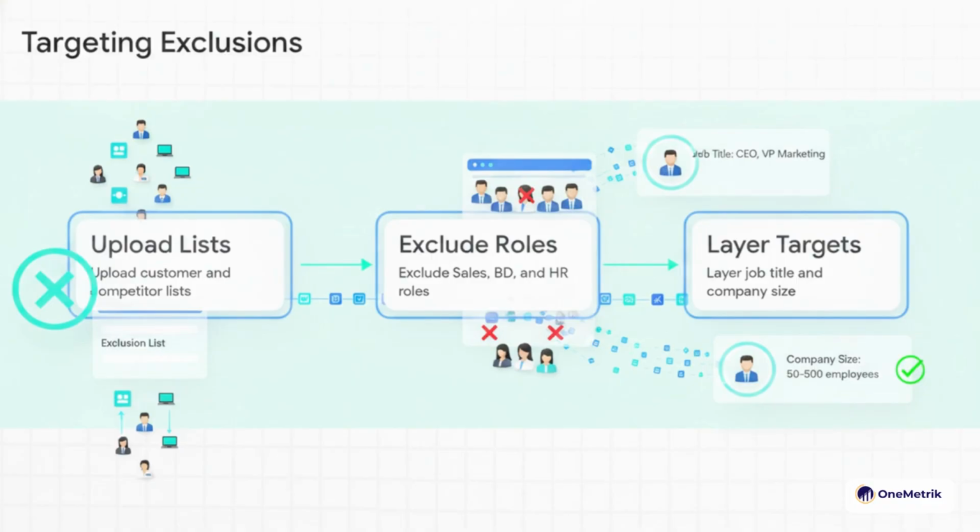Think about it. These professionals practically live on LinkedIn all day long, so the algorithm is more than happy to spend your money serving them ads. But they have zero purchasing authority for your software. You have to go in and manually filter them out.